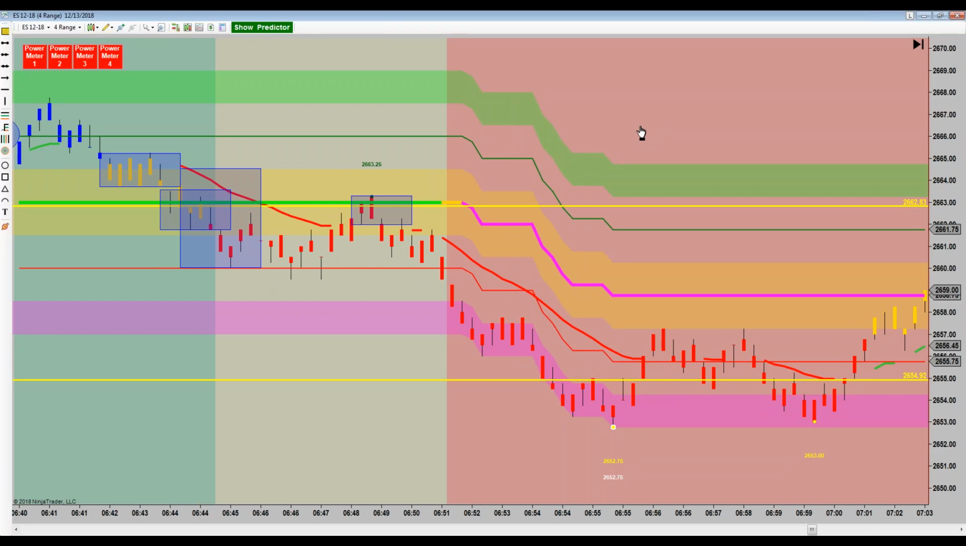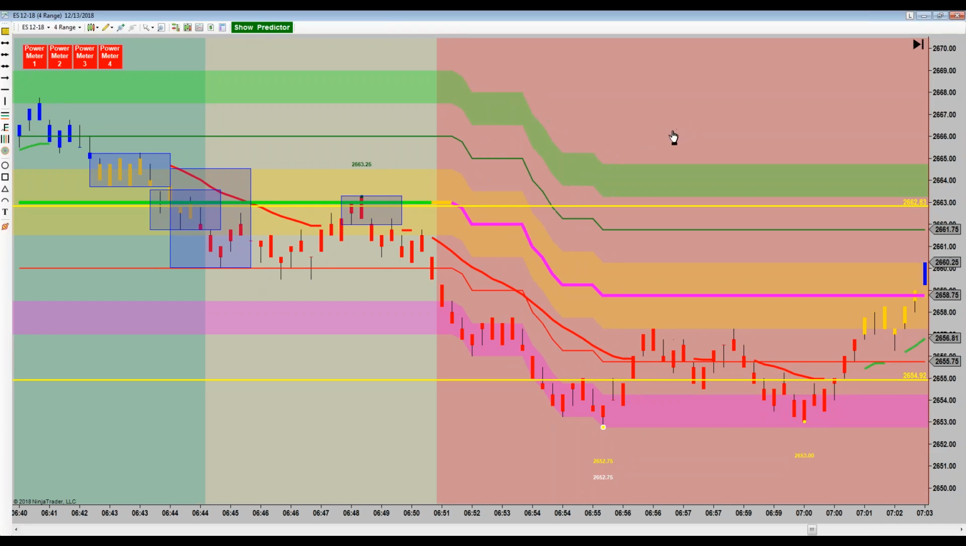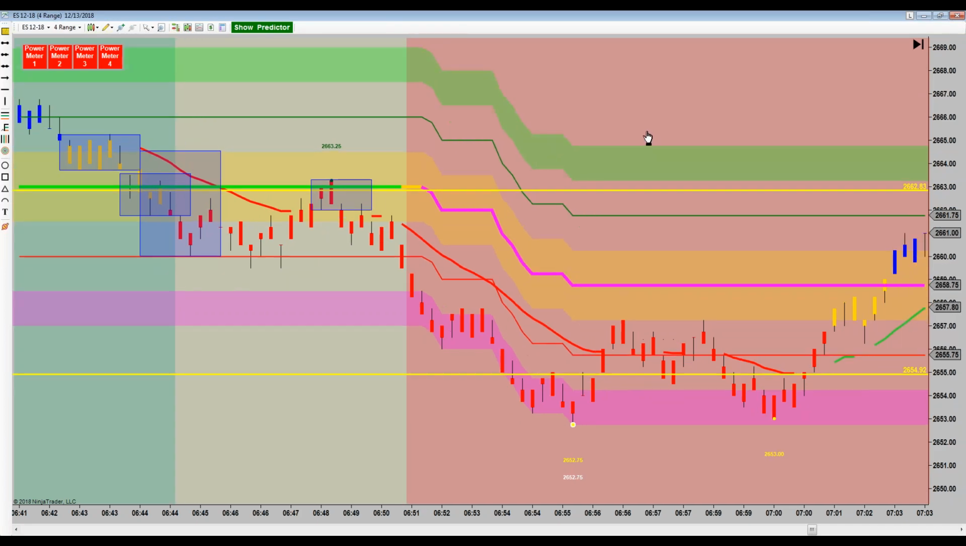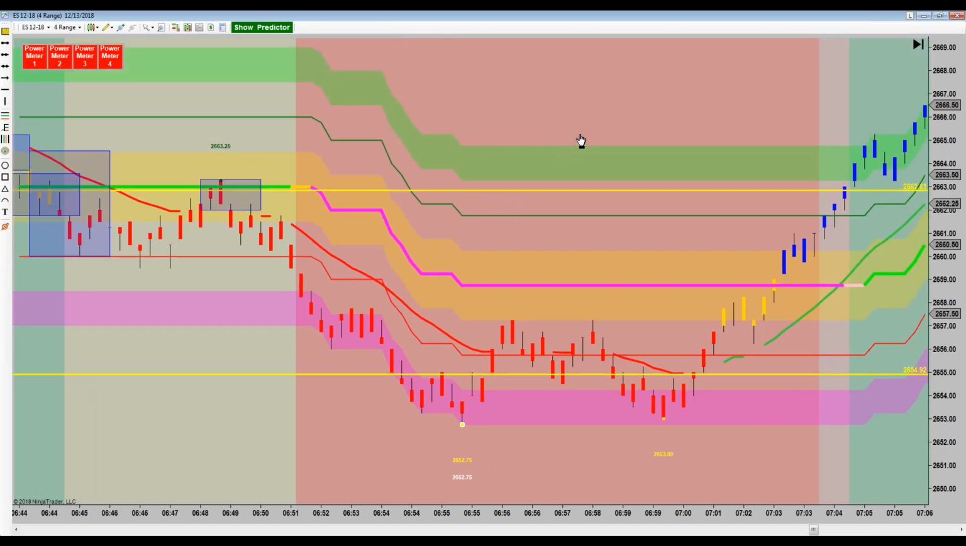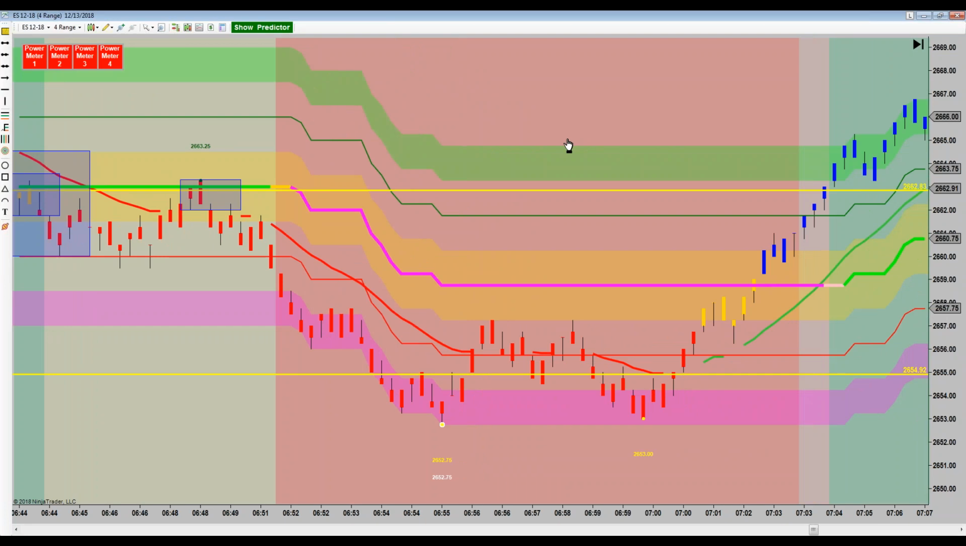Okay, now you're at 7:03. 7:04. 7:05. All right, I'm going to stop it right there. Some of you typed in T's when these bars formed right here, and that was correct.